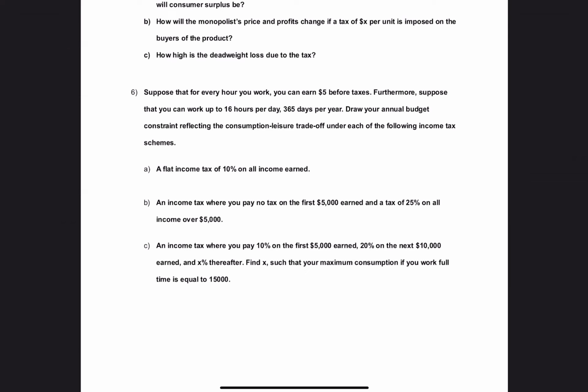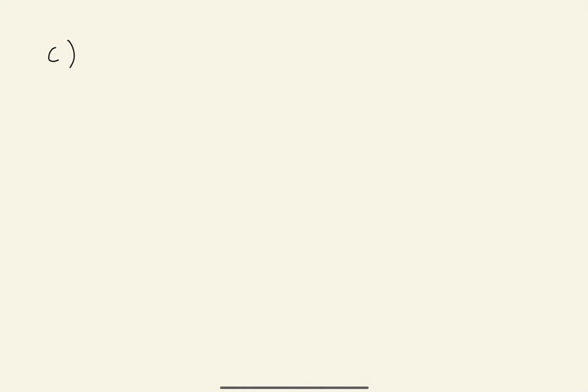Okay, so in the first step, we're asked to find the marginal tax rate for income above 15,000 such that if we fully work, we end up with a maximum consumption of $15,000. So let's start with the calculation. How can we calculate this?